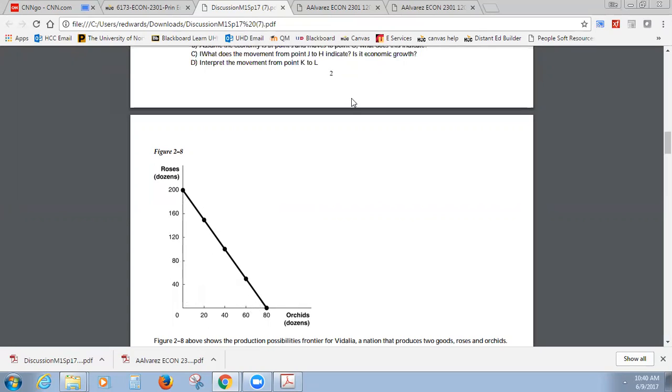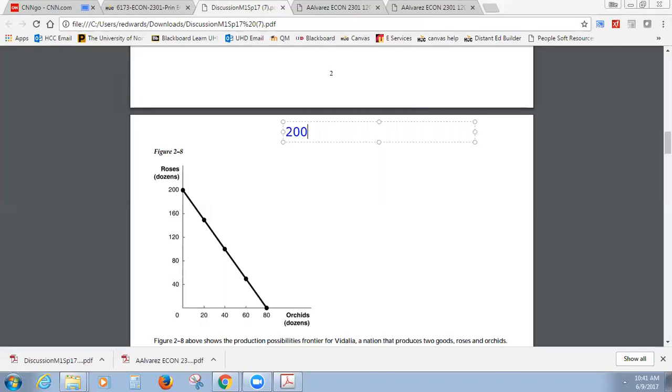So to solve this problem, step one, right? I could either set 200 roses equal to 80 orchids, or I could come over here to this point and say 160 equal to 20, or 120 equal to 40, 80 equal to 60, or 40 equal to 80. So you take the 2 points, whatever you want to be, and I like to use the endpoints on a constant. Now, if it's increasing opportunity cost, do not use the endpoints. Use whatever points they're talking about, because in those examples, the opportunity cost is going to be changing.